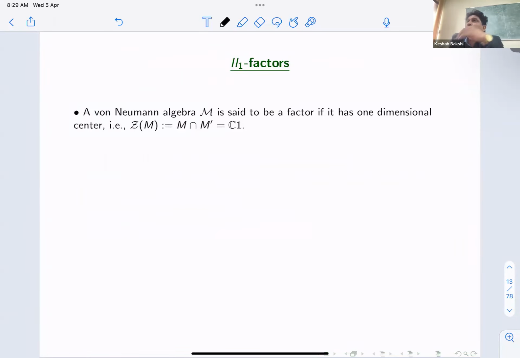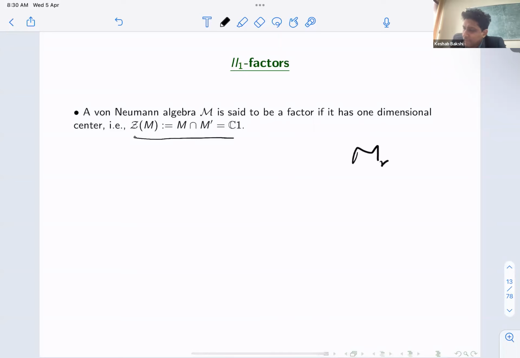Now, when is it a factor? The building blocks of von Neumann algebras are called factors, in the sense that a von Neumann algebra can be written as a direct sum of certain simple algebras called factors. So what is a factor? It means its center, which is defined as M intersect M prime, is trivial. Or in other words, it has no closed ideal. Whichever topology you take, norm or weak operator topology, all will be equivalent, you can prove. So there are no ideals.